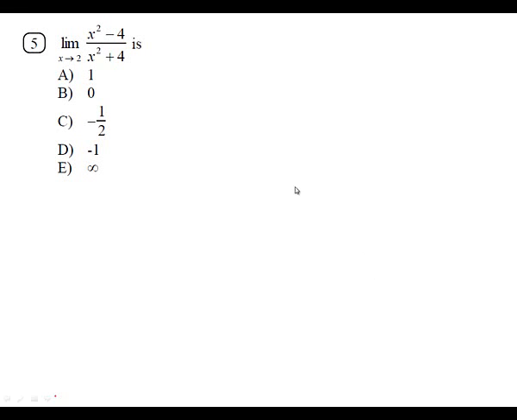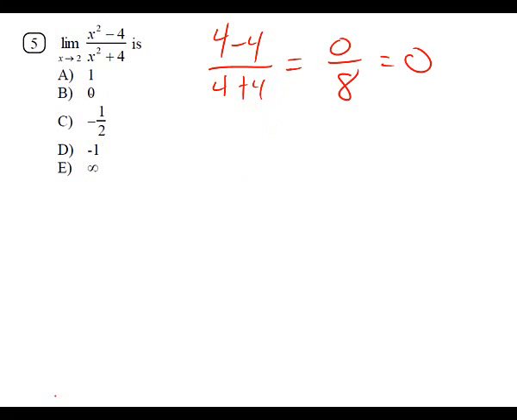Okay, so this one right here, number 5. Really quickly, this is from the multiple choice. Is it okay to direct substitute the 2 in? Yes. It is, because it doesn't make the denominator 0. So we've got 2 squared is 4 minus 4 over 4 plus 4, so it's going to be 0 over 8, which is still just what? It's still just 0, so it's got to be answer choice B.